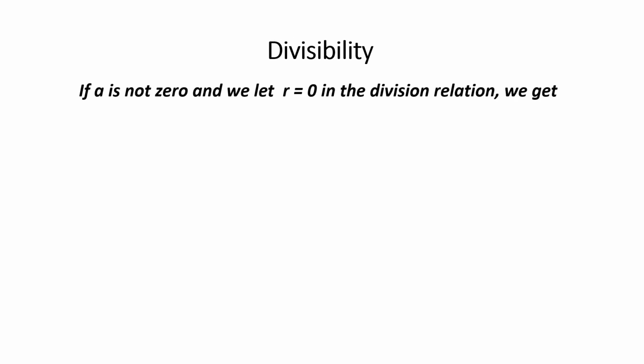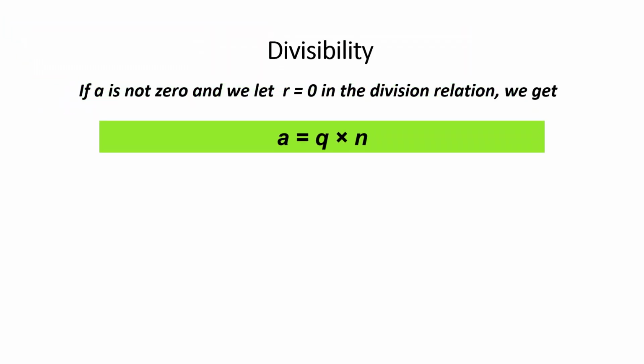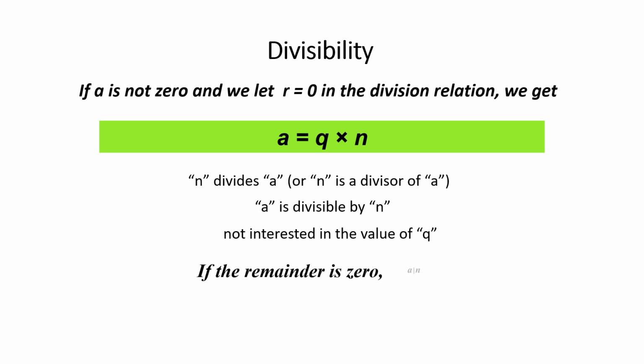Divisibility is a topic often encountered in cryptography. If a is not 0 and we let r equal 0 in the division relation, we get a = q × n. We then say that n divides a, or n is a divisor of a. We can also say that a is divisible by n. We are not interested in the value of q. If the remainder is 0, we write it as n | a. If the remainder is not 0, then n does not divide a.